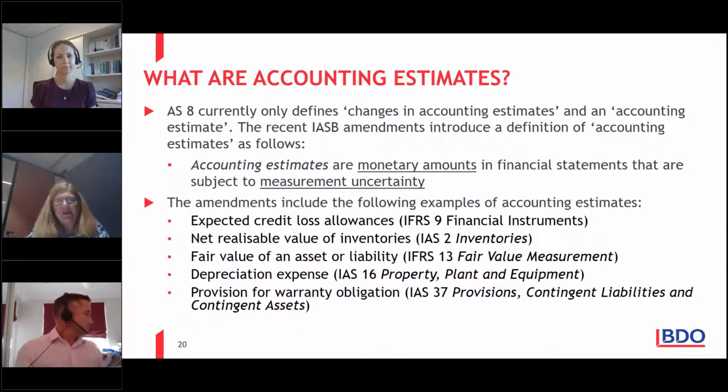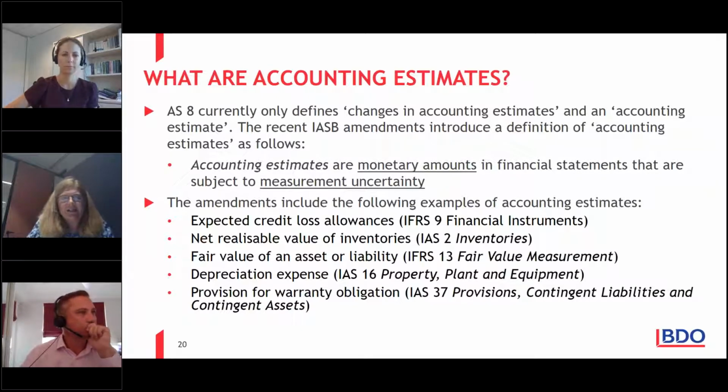Currently, it only defines changes in accounting estimates and an accounting estimate. So now they are introducing, the recent amendment introduces a definition of accounting estimates as follows. Accounting estimates are monetary amounts in financial statements that are subject to measurement uncertainty. And they give us some examples of accounting estimates.